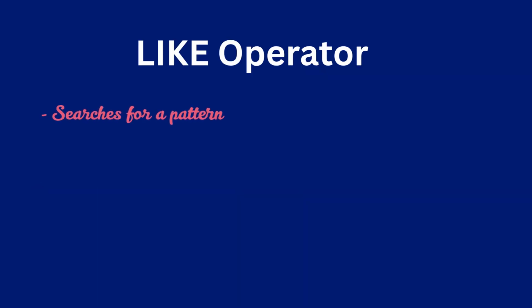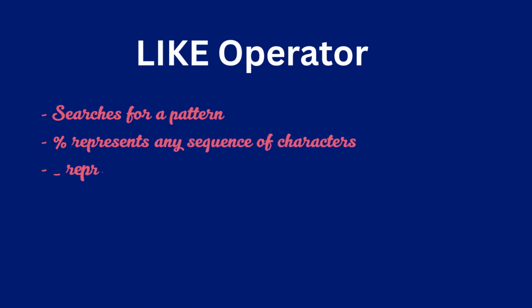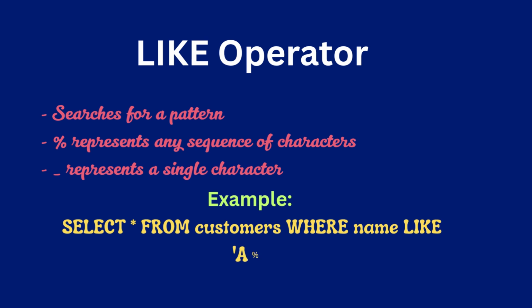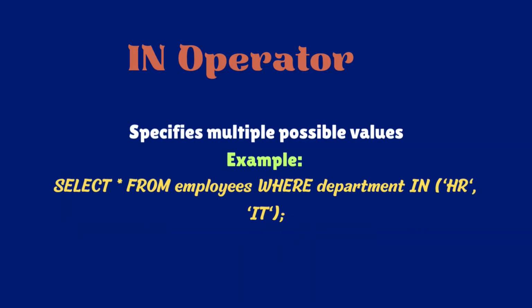LIKE operator searches for a pattern. Percent represents any sequence of characters. Underscore represents a single character. Example: SELECT * FROM customers WHERE name LIKE 'A%'. IN operator specifies multiple possible values. Example: SELECT * FROM employees WHERE department IN ('HR', 'IT'). These operators make SQL queries more powerful and flexible.